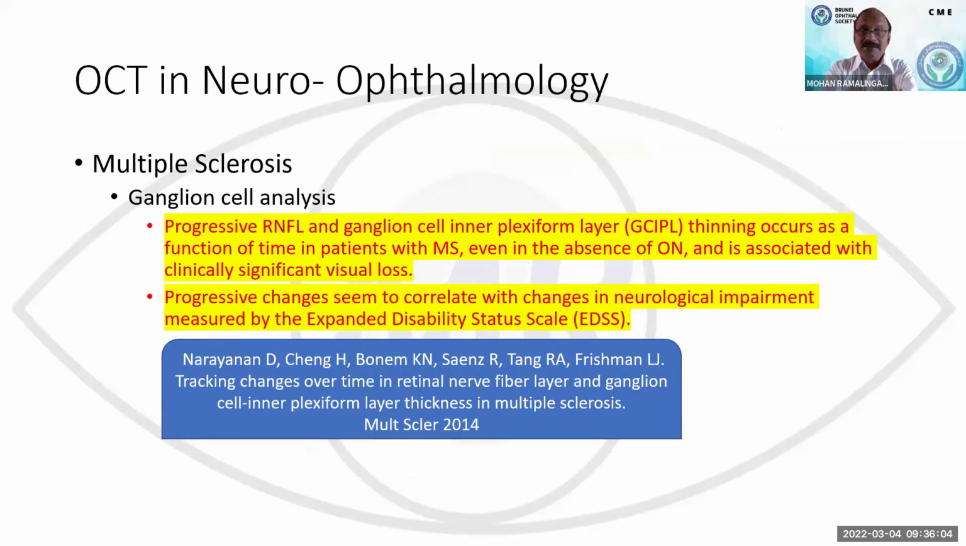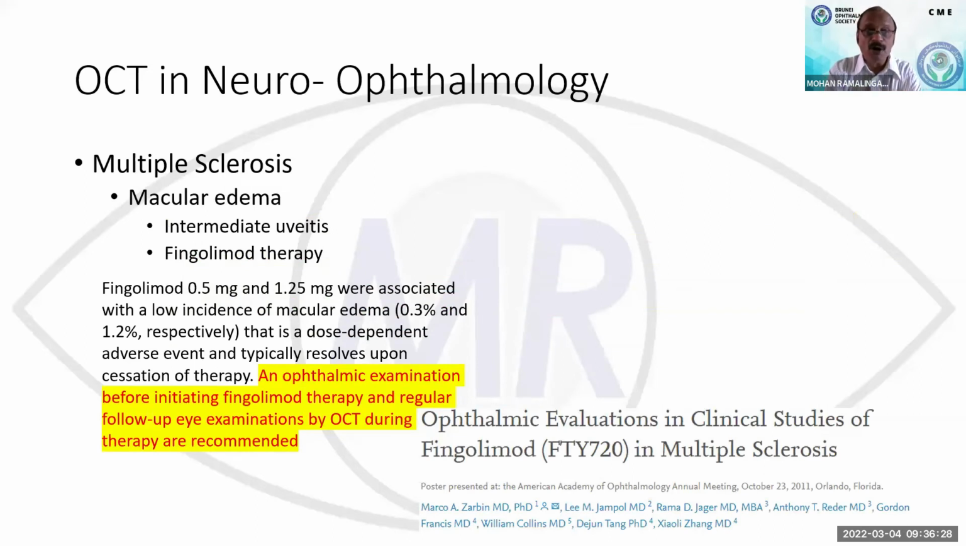And the changes in the retinal nerve fiber layer and ganglion cell layer can occur as a function of time also. And progressive changes in the ganglion cell occur according to the neurological impairment with the EDSS scale. Again, this is a very important finding. And in follow-up, patients with multiple sclerosis treated with fingolimod can have what is called macular edema.